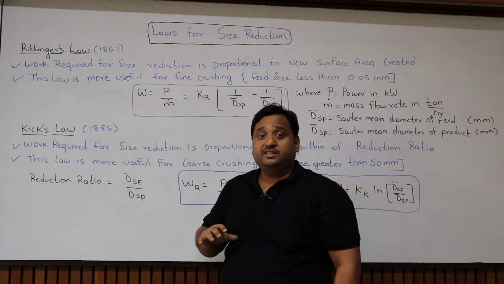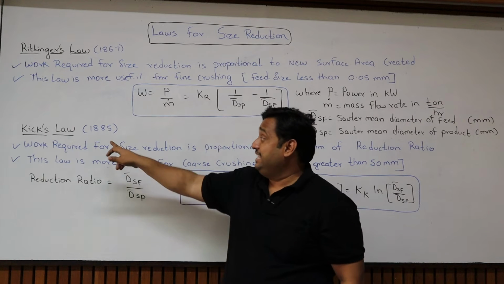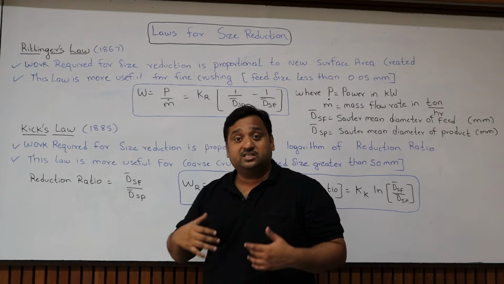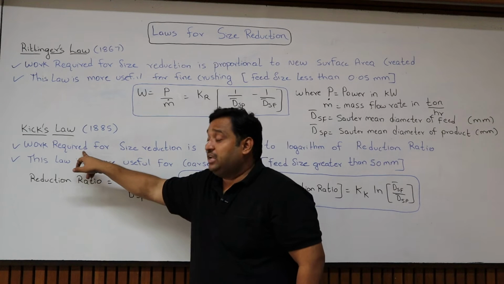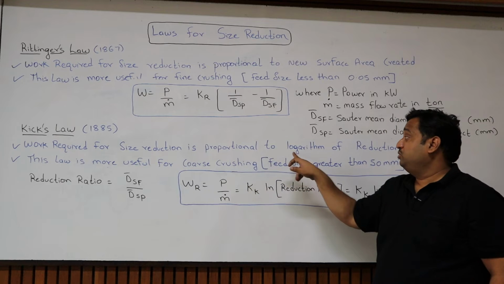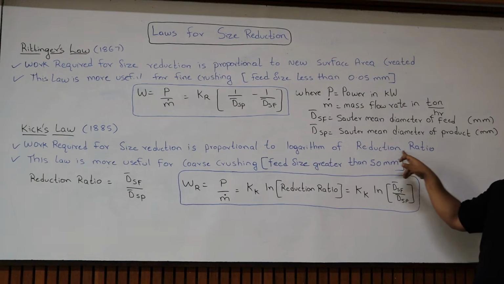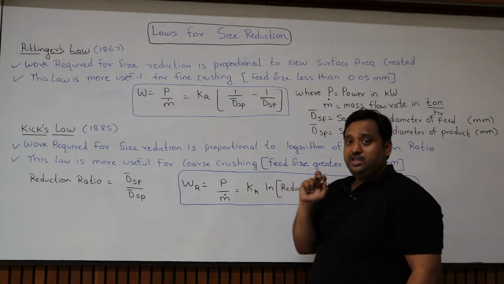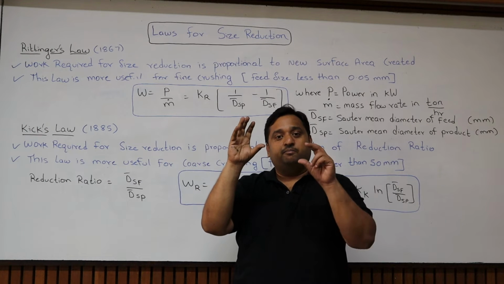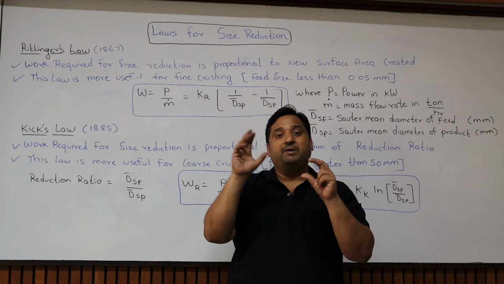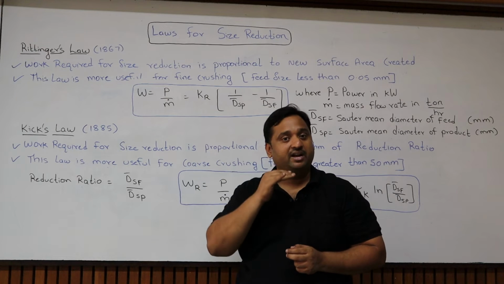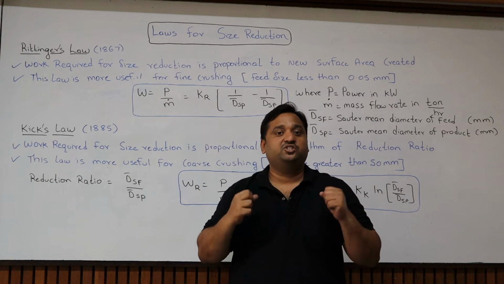Similarly, the second law, proposed in the year 1885, is Kick's law. What is this law based upon? The work required for size reduction is proportional to the logarithm of the reduction ratio. That means if I start with 100 mm and my product is 50 mm, my reduction ratio is 100 divided by 50. Feed size divided by product size is called the reduction ratio.